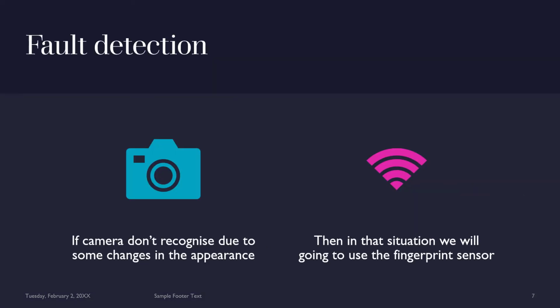Detection might fail if the camera doesn't work due to some changes in appearance, or if the camera sees the student from a certain angle and fails to detect the student. In that situation, we are going to use the fingerprint sensor.